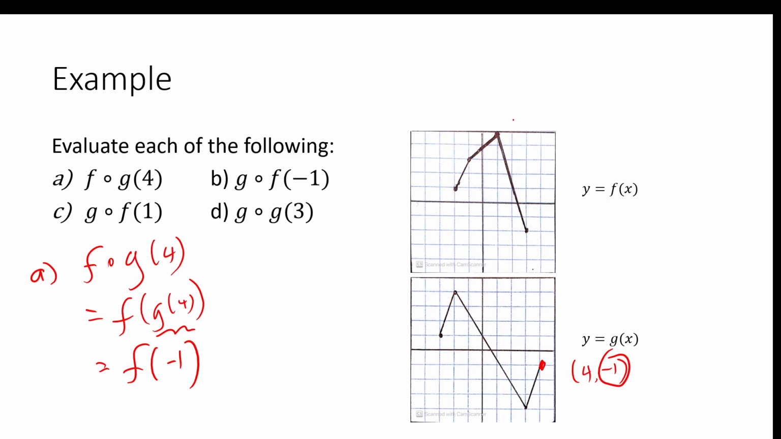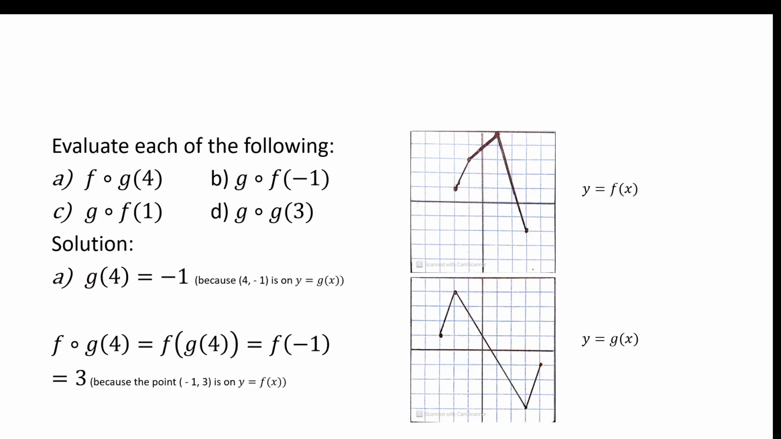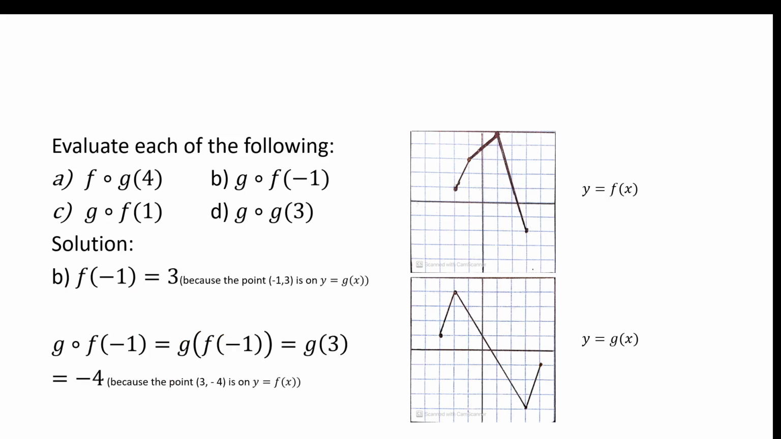To find out what that is, we go back to the f function. We go to an x value of negative 1. We see that the y value there is 3. And so our final answer for part A is 3. And there's the explanation of it. Same explanation we gave a minute ago. Okay, let's do a couple more of these questions.